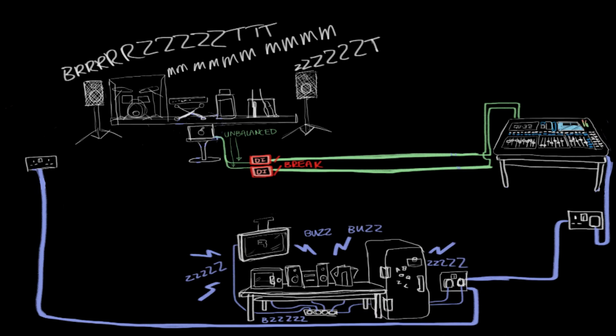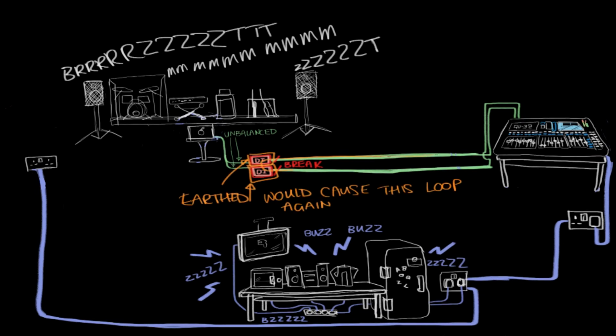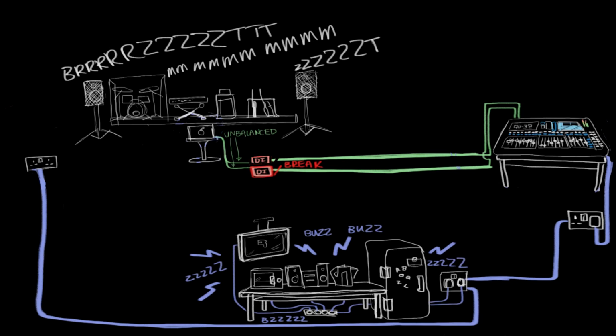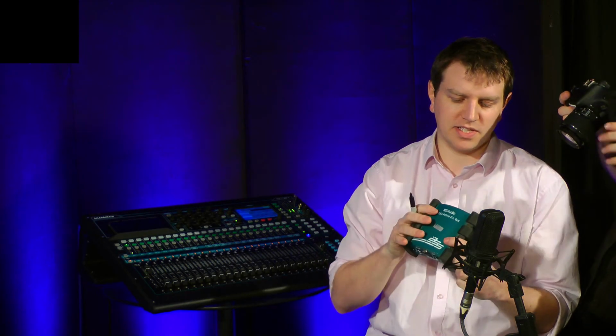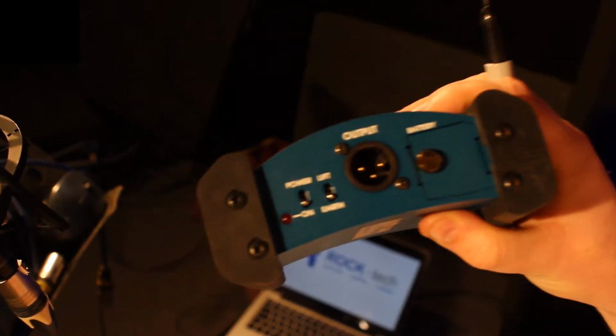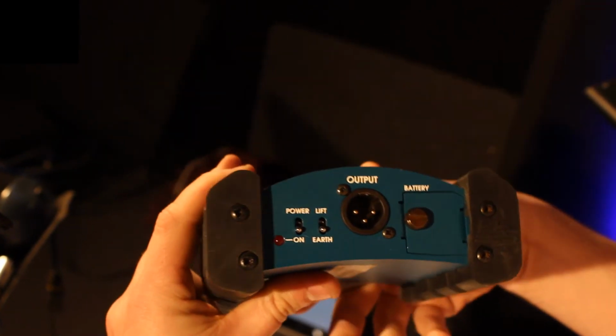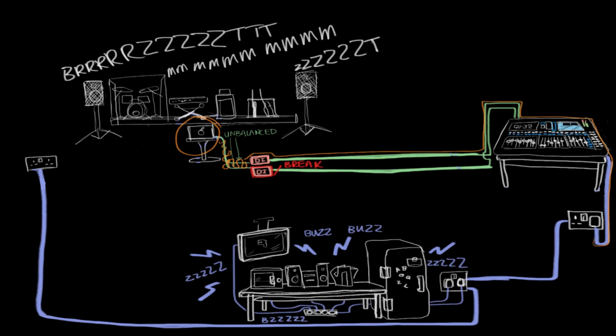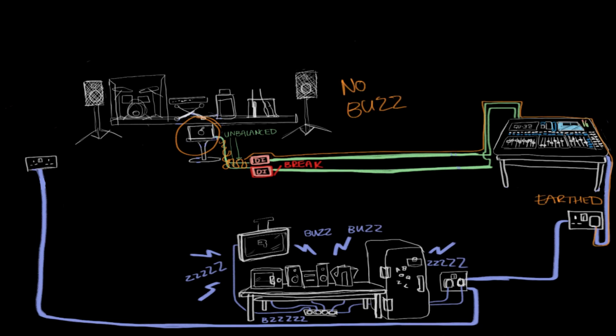So what would you do in this scenario? Well, if we earth both, we get this loop back again. So instead we're just going to earth one. So we'll go back to our DI boxes and just take one of them, and we're going to flick the earth switch on one of those DI boxes. Now that's going to earth that DI box, and brilliant, we'll get rid of our buzz again.